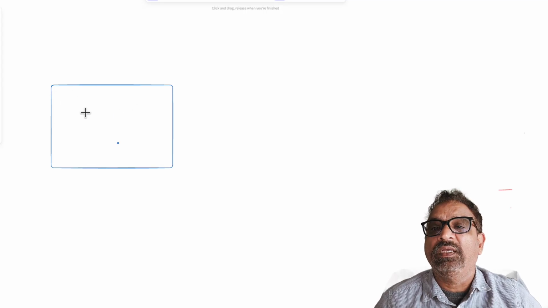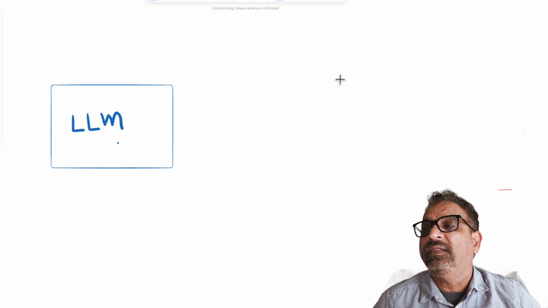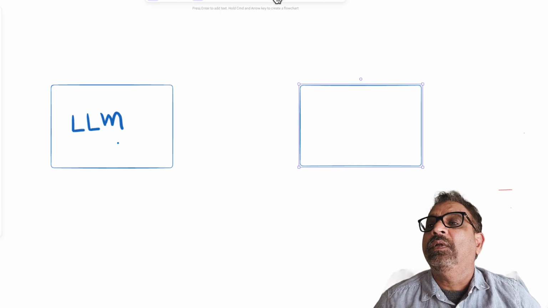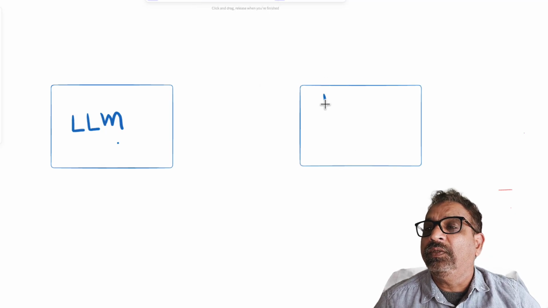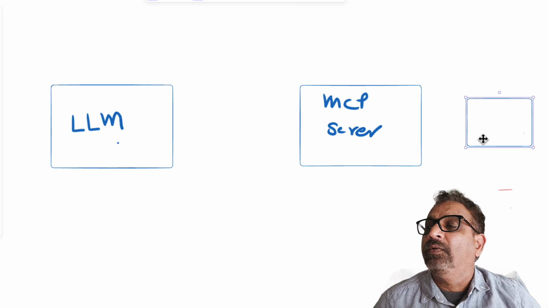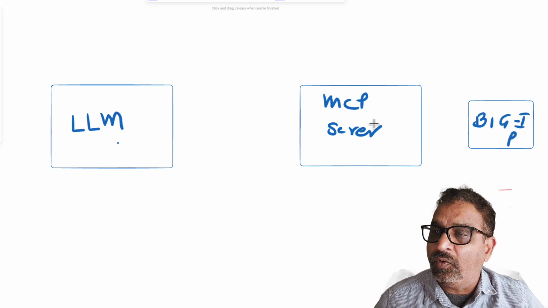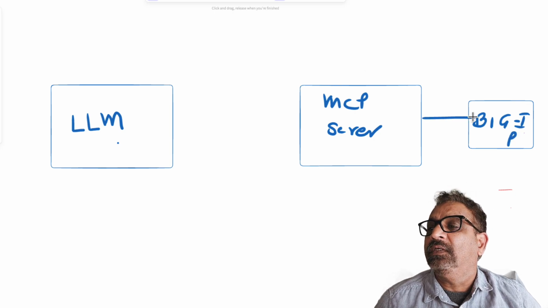So we have what we drew last time. This is your LLM, and we have another box which is the MCP server, right? This is your MCP server, and this MCP server can also talk to multiple big IPs, right? So you have the big IP here as well. For example, this is let's say a big IP, or it could be any other device. Obviously you have to write the code for that. So this is the big IP, right?